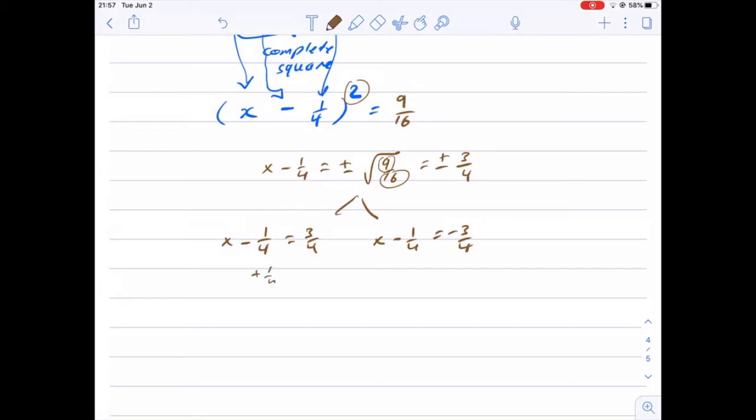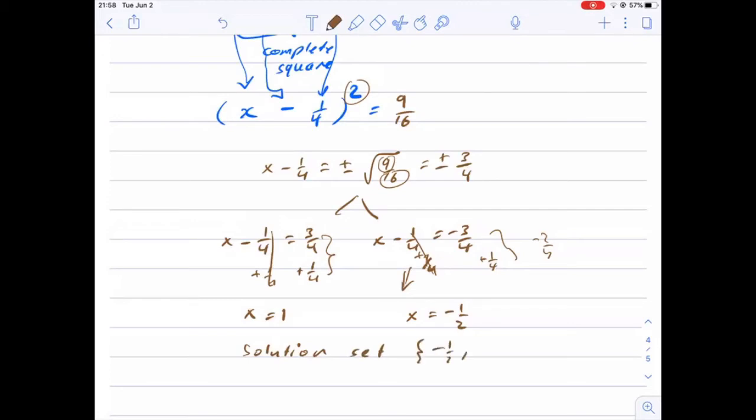Now we solve these equations. We add 1 over 4. x equals 1, since 4 over 4 is 1 when we add these two. And here we add 1/4. So we get x equals negative 2 over 4, which is negative 1/2. So the solution set is negative 1/2 and 1.